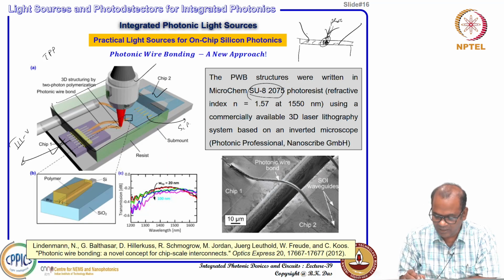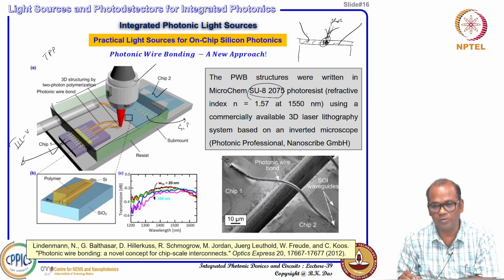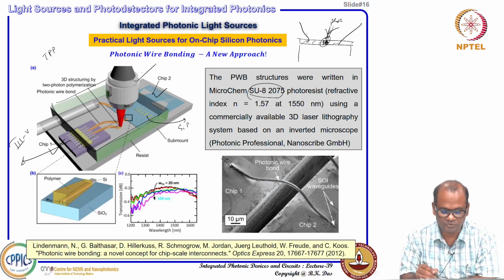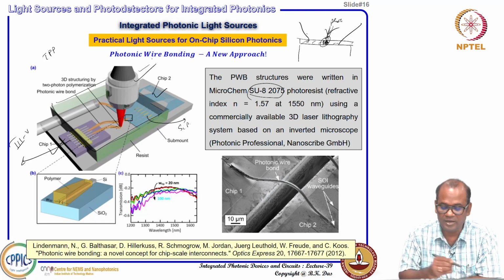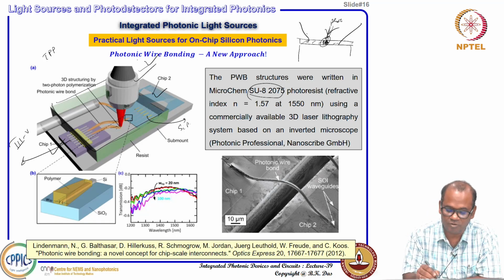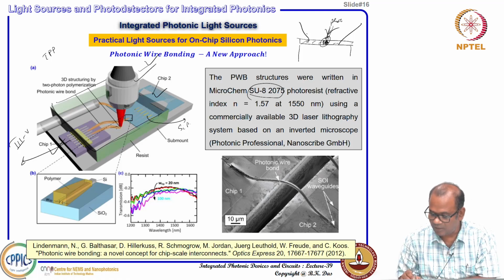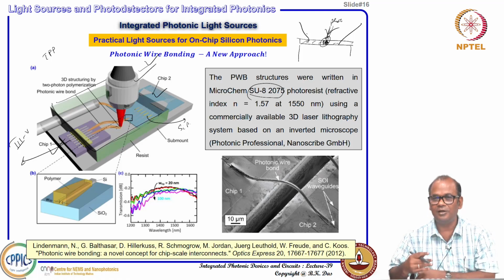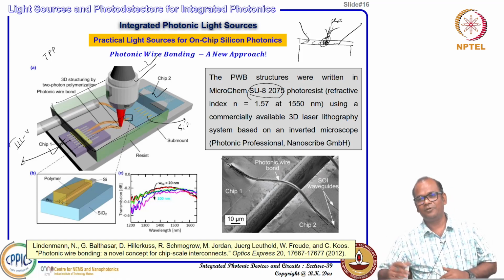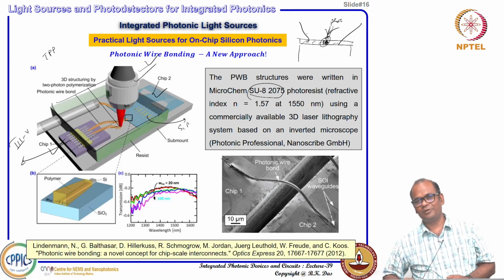And then when light comes here, that can be evanescently coupled to this type of polymer waveguide, which can be fabricated using the so-called photonic wire bonding method, and you can get this type of thing. It is as easy as whatever you use in electronics chip bonding.